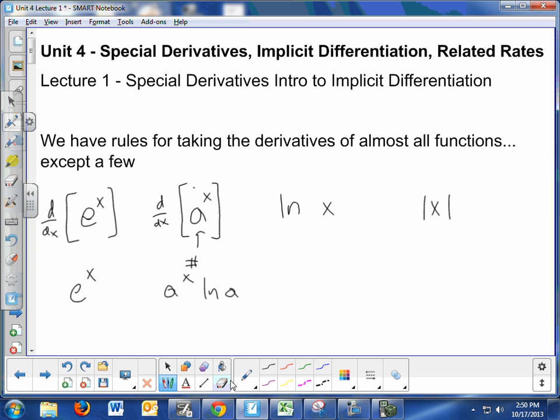Okay? So that's exponents. Let's talk about logarithms or natural logarithms. We'll talk about other base logarithms in a little bit. The derivative of the natural log of x is just 1 over x.